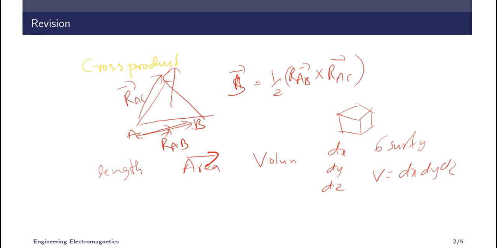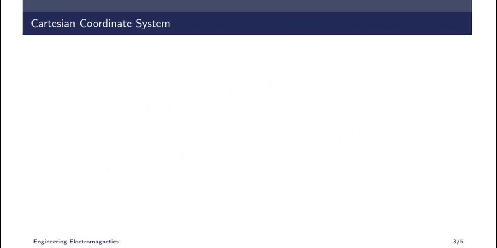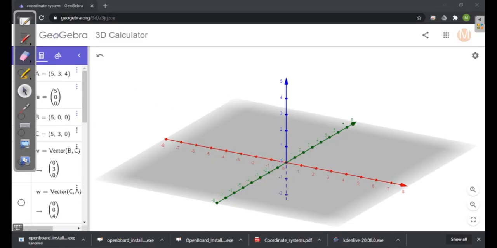So these are the things we have learned in the last class. But in today's class we will be discussing different coordinate systems. First, the Cartesian coordinate system, which we have already discussed. So we'll see a simulation regarding this one. This is a GeoGebra 3D calculator where you can simulate these things.